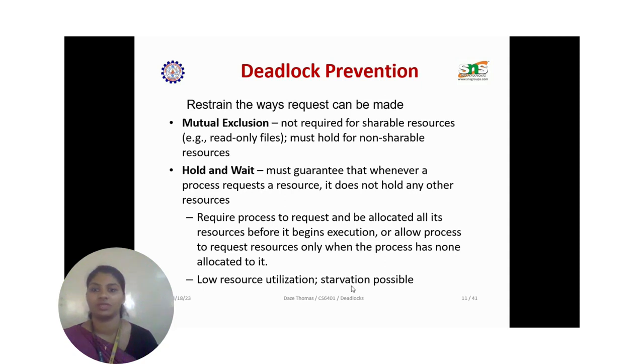Restrain the ways a request can be made. There are different deadlock categorizations we saw: mutual exclusion, hold and wait, no preemption, and circular wait. So we'll see deadlock prevention in each situation.